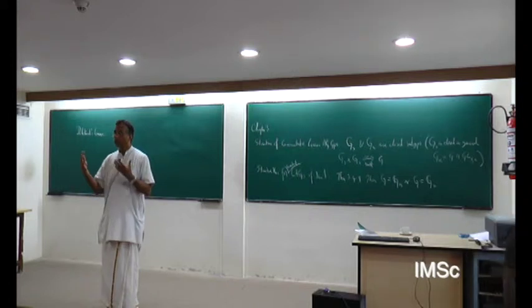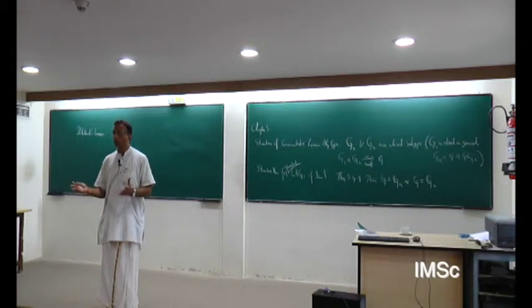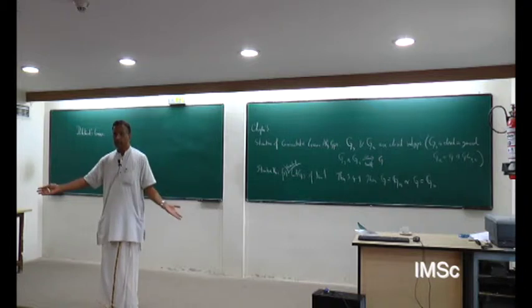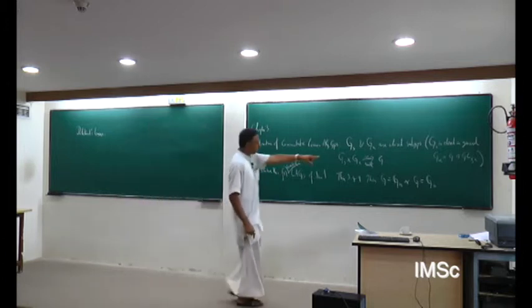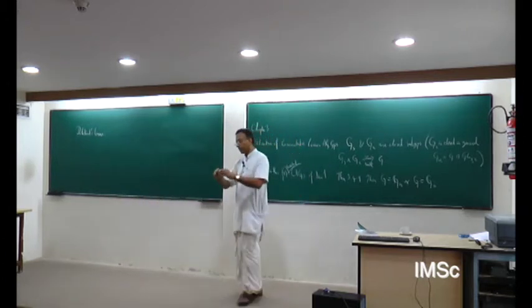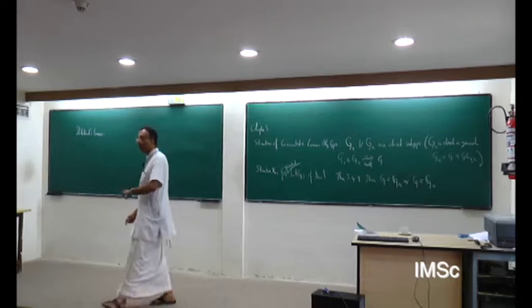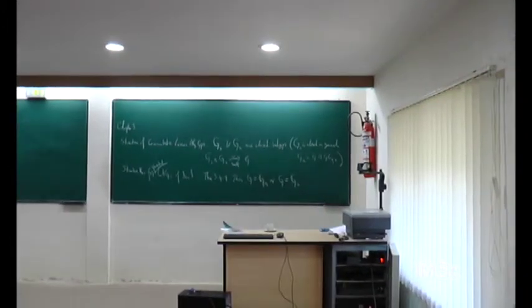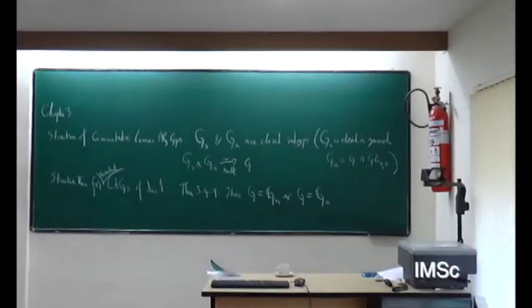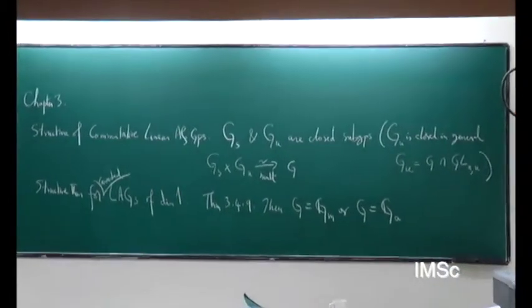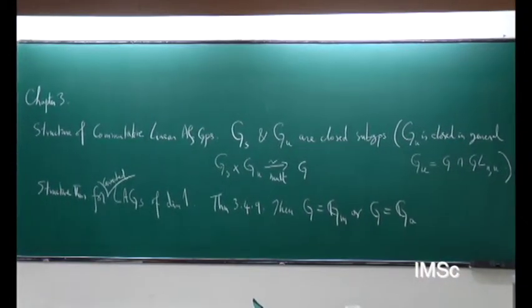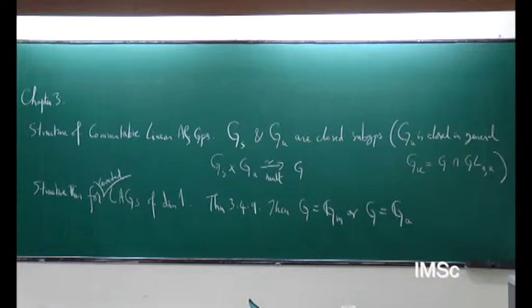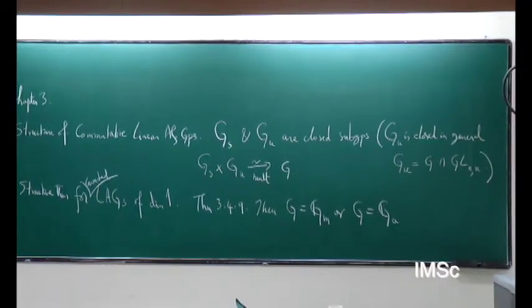The only connected linear algebraic groups of dimension 1 are: you think of the field K and consider it as an additive group, that is Ga, or you take the invertible elements of the field, in other words everything other than 0, and look at it as a multiplicative group. This can be realized as the group underlying the variety.